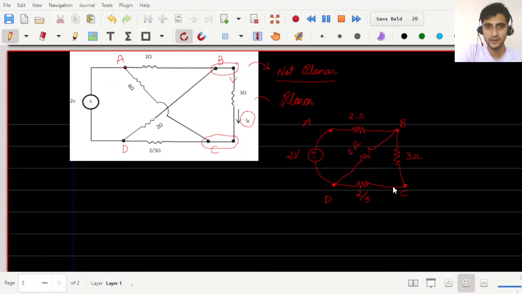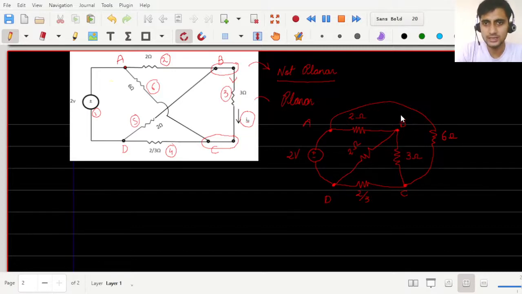Fine. Are we done? No, we are yet not done. You see that we have how many elements here? 1, 2, 3, 4, 5, and 6. In other words, we have 6 branches, but here we have only specified 5 branches. So what is going to be the 6th branch? There's something common between A and C as well. So I can write that between A and C, there is a resistance of value 6 ohms.